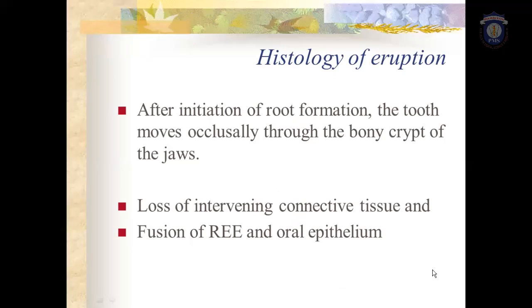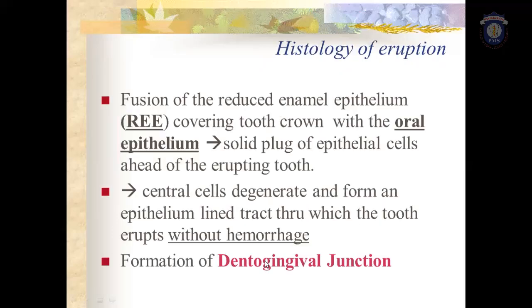In the histology of eruption, in the initial stage, the tooth moves occlusally through the bony crypt of the jaws, and there will be loss of the intervening connective tissue and fusion of the reduced enamel epithelium and the oral epithelium. Fusion of the reduced enamel epithelium covering the tooth crown with the oral epithelium results in a solid plug of epithelial cells ahead of the erupting tooth.